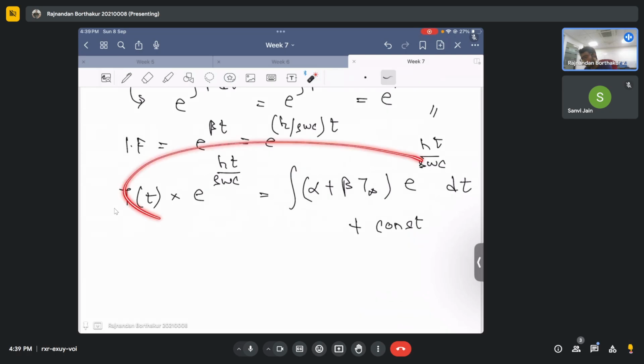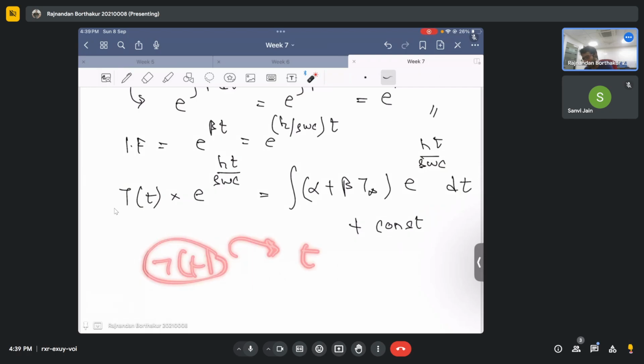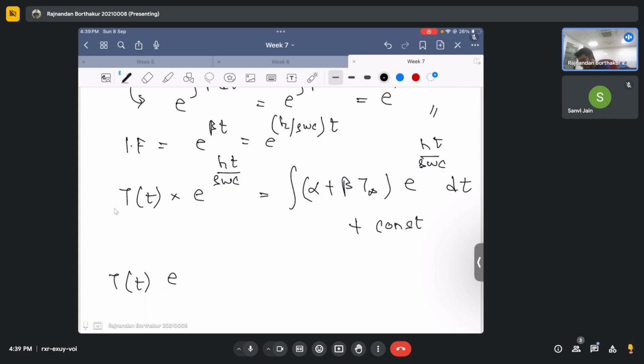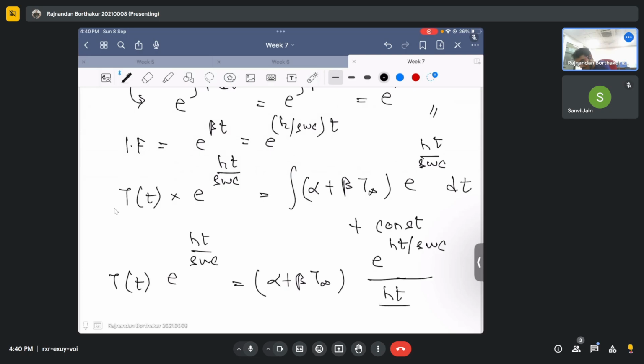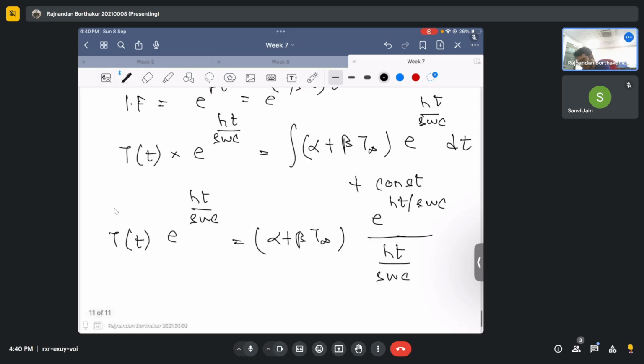Okay. So that's it, right? You just need to solve this in order to get the particular temperature, and then if you know the temperature, you can substitute the value of T in order to get the time. That is easy, right? Because this directly comes out of the integration, since it's a constant. So T as a function of time times e power ht by rho WC is equal to alpha plus beta times T infinity times the integration of e power some constant times t. You know this is just that constant, so it will be e power ht by rho WC divided by ht by rho WC, I hope this is correct, plus some constant.